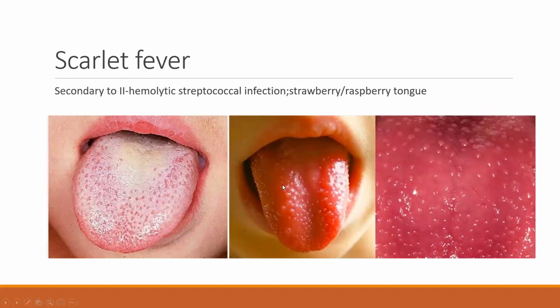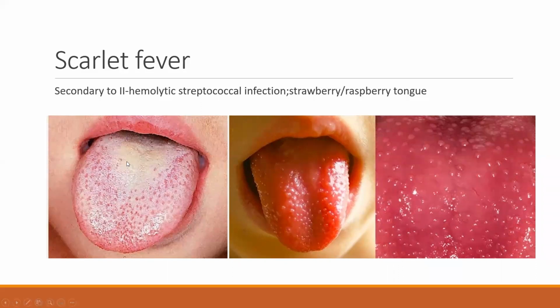Next red lesion is because of scarlet fever that is still caused by hemolytic streptococci. In this, they produce toxins, and these toxins can attack the blood vessels, and in scarlet fever, the patients have typical red rash, and that's the clinical hint for diagnosis of scarlet fever. Another clinical feature to be checked inside the oral cavity is the presence of strawberry tongue or raspberry tongue.